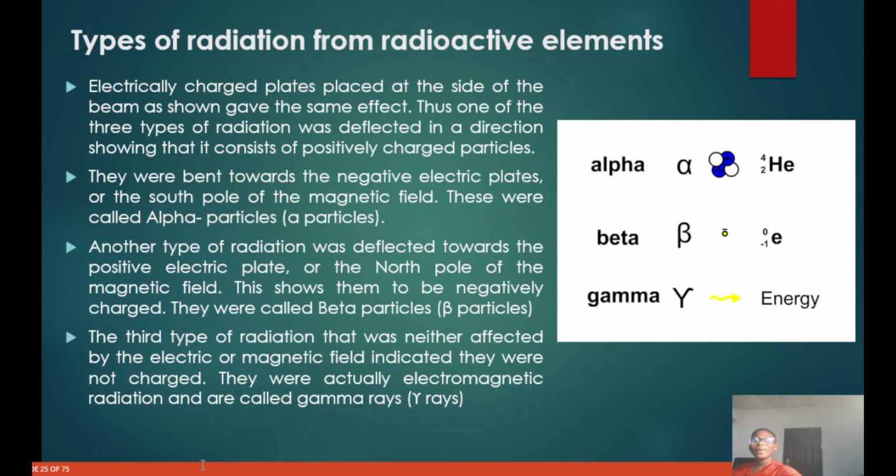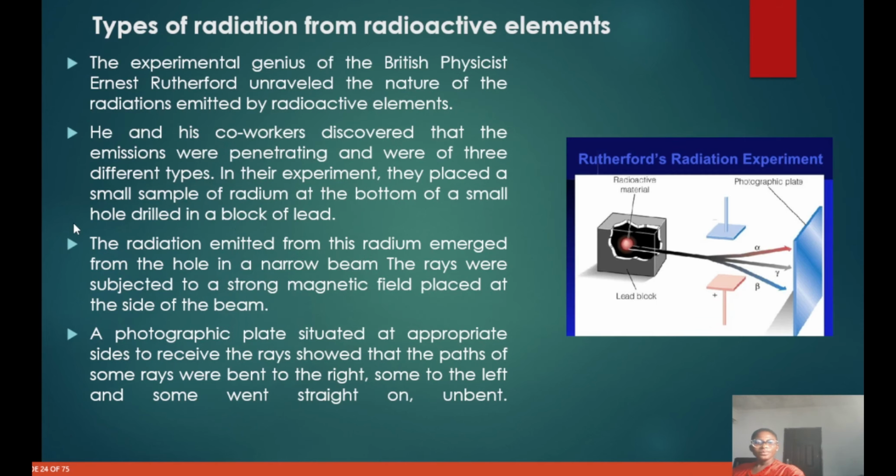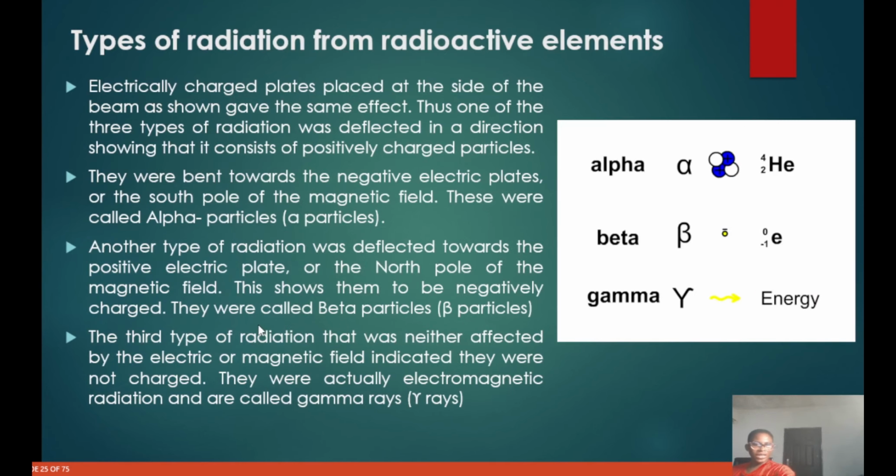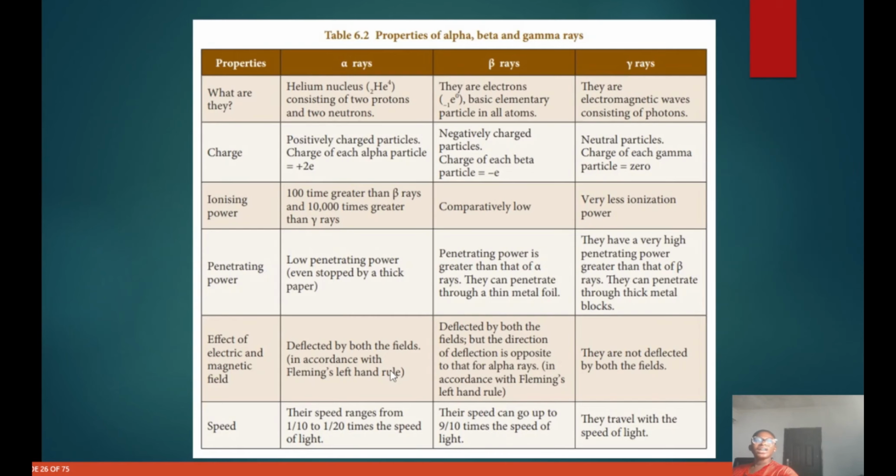They were not moved either by the positive side or the negative side. Look at it from this picture. The gamma ray was going straight. This one, alpha, moved towards the negative. The beta moved towards, you can see the positive plate here, and we can see the negative plate here. The alpha, which is positively charged, went to the negative side of the plate. The beta, which was negatively charged, went to the positive side, but the gamma went straight because it had no charge. So this is it.